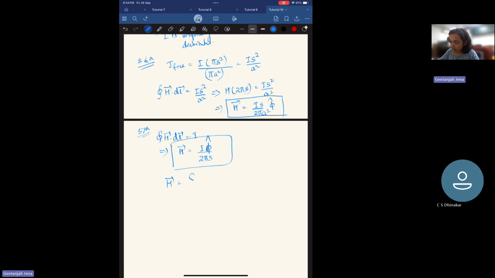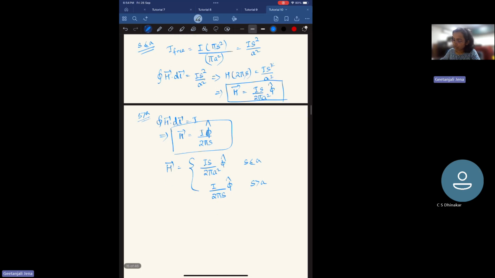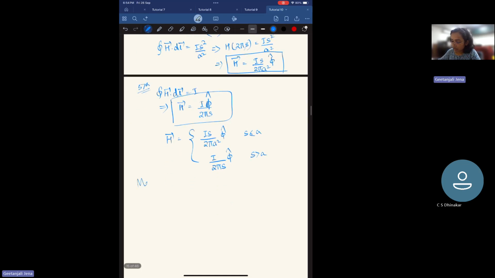So we have H, it is Is by 2 pi A square phi cap. And this is for the inside, and for outside it is I by 2 pi S phi cap for S greater than A. Now it's quite easy to find the magnetization. So magnetization within the conductor, this we need to find out.